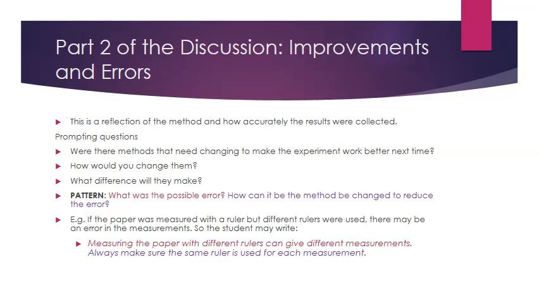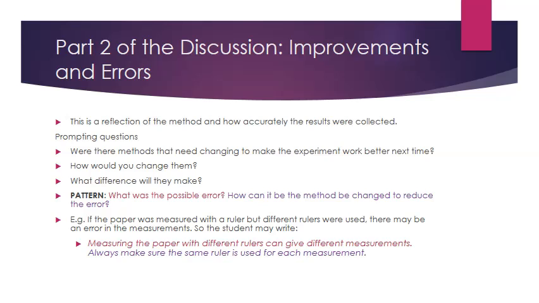In part 2 of the discussion, you're talking about the errors and the improvements. So you're saying, what's the possible error and how can the method be changed to reduce this error? So we're reflecting on what we did and how we could make it better next time. For example, if the paper was measured with a ruler but different rulers were used, there may be an error in the measurements. So the student might write, measuring the paper with different rulers can give different measurements. Always make sure the same ruler is used for each measurement.